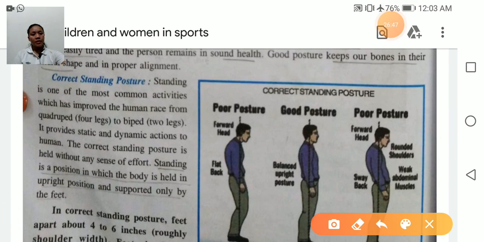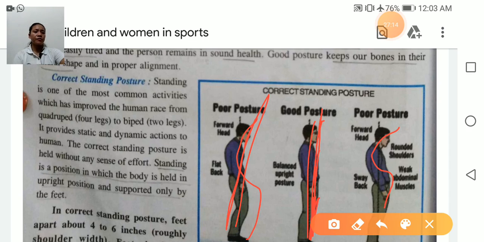For example, this is your poor posture. This is also a poor posture. In a good posture, the person has to stand erect. His head should be straight, hands should be at the side, and his legs should be straight, parallel to each other. His center of gravity falls between the feet.